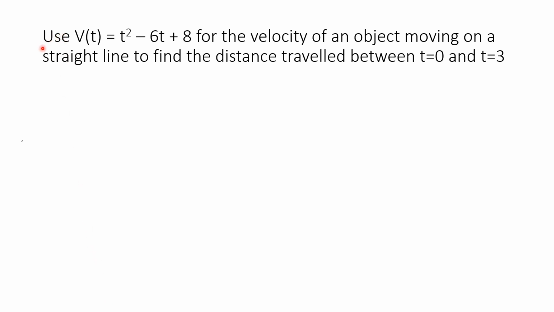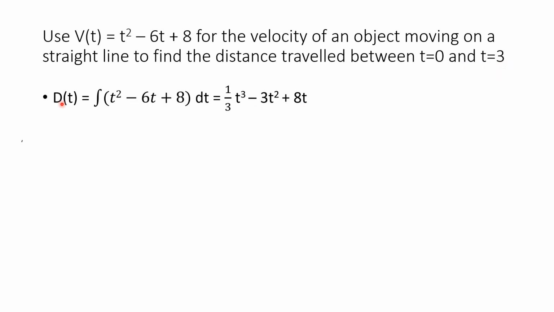This is the last question, and it's about using the velocity formula. V of t equals t squared minus 6t plus 8. This is the formula for the velocity of an object moving on a straight line. We want to find the distance traveled between t equals 0 and t equals 3.